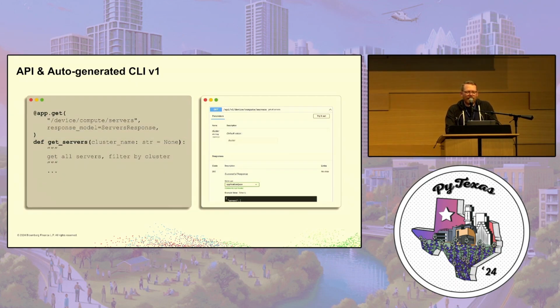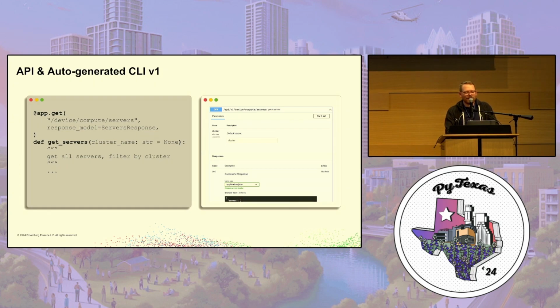So here's a sample API endpoint that's used to get a list of servers. It uses a get method. Its path is /device/compute/servers. It takes an optional cluster_name query parameter to filter results by cluster, and it responds with a JSON blob containing a list of found servers.